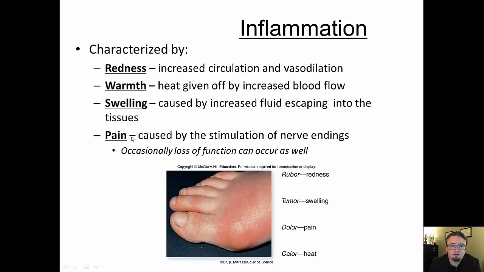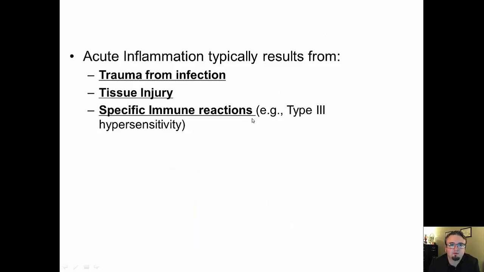Swelling is caused by the fluid itself. Fluid is literally leaking out of the blood vessels into the tissue. And pain can sometimes be caused by the pressure of the excess fluid pushing on nerves in the area. And occasionally, if that happens to an extreme degree, it can cause decreased function. Like if you, for example, hit your thumb with a hammer, and then your thumb can't bend anymore because it's too swollen, although that's not as common. So these are all really characteristics that result from increased blood flow to the area.